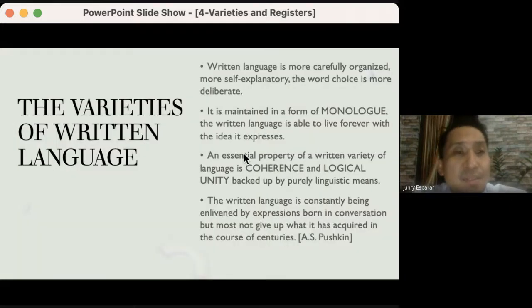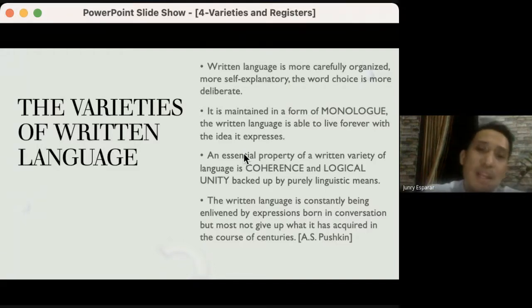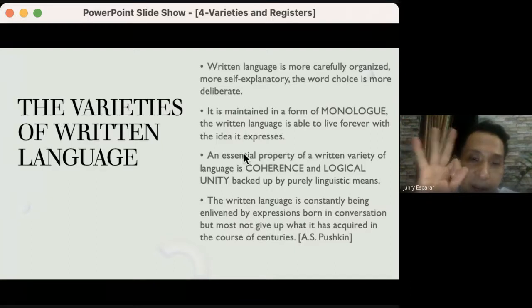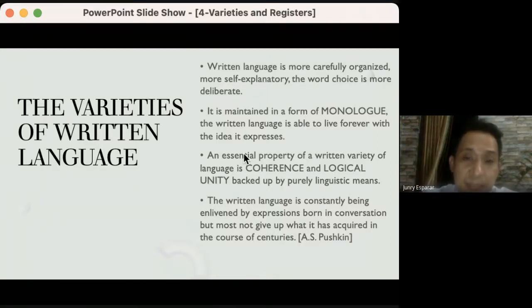Now, let's move on to the varieties of written language. Okay, so in spoken language, we have 5, right? We have frozen, casual, formal, consultative, and intimate. And again, we have divided these registers into 2, the public and the private voices. For the public voice, we have frozen, consultative, and formal. However, for the private voice, we have the intimate and the casual. Okay. Now, what about for the written language?